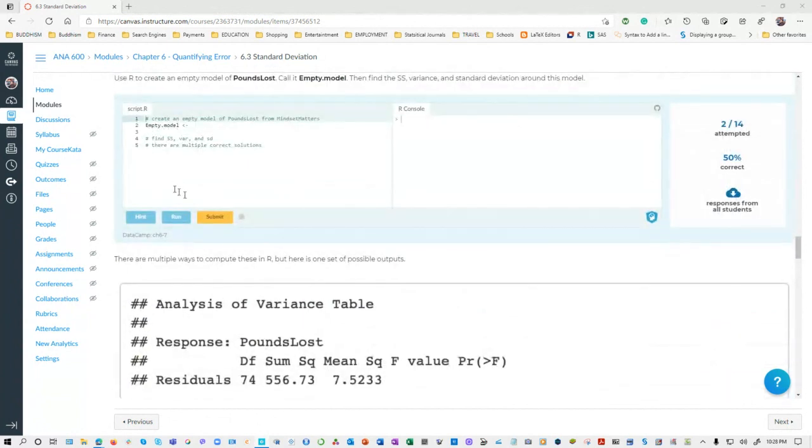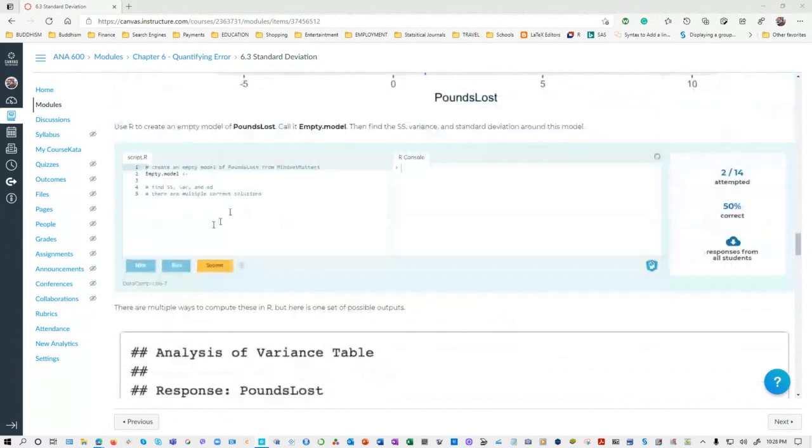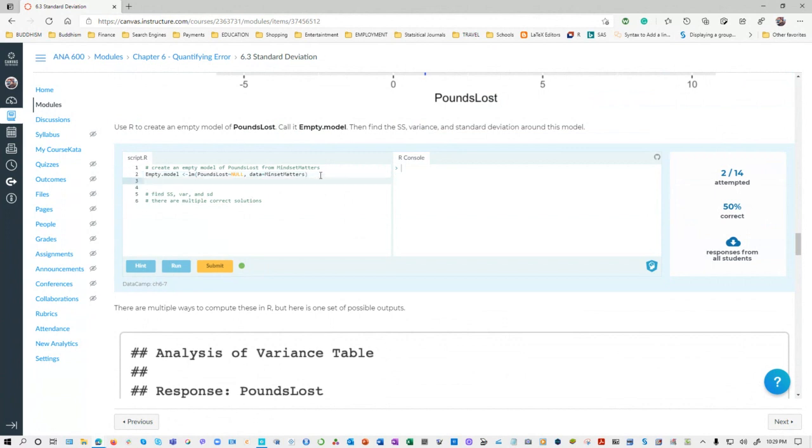Remember how you calculate SS, the sum of squared residual. You simply have to run the model. That means you're going to run lm. For this particular one they were talking about, pounds lost tilde mindset matters, lm, comma, your data set, mindset matters. And then if you want to find the sum of squared residual, just run it. That's one way, okay?